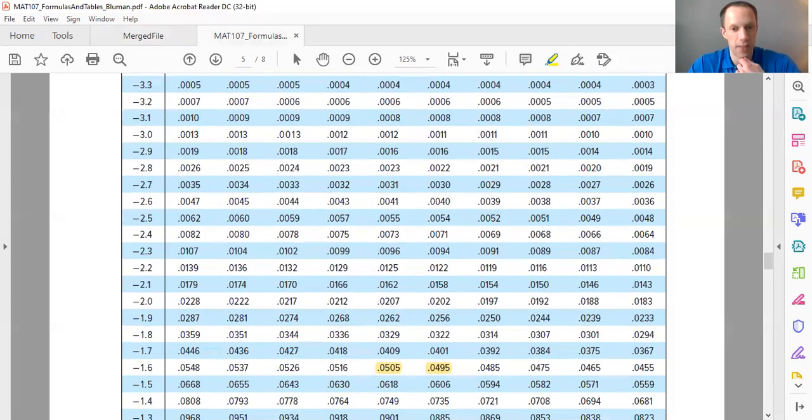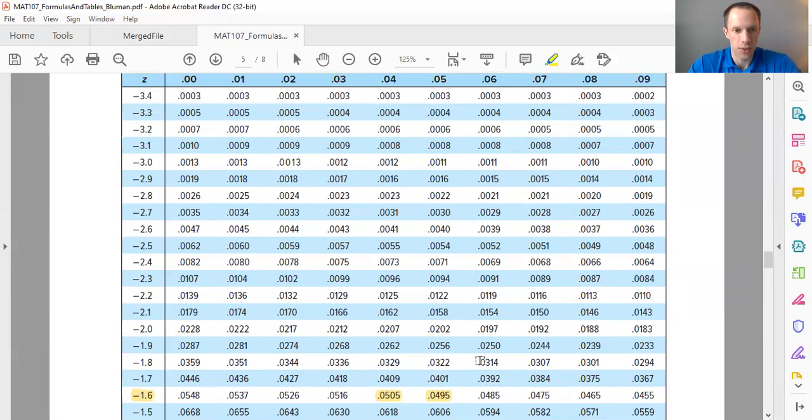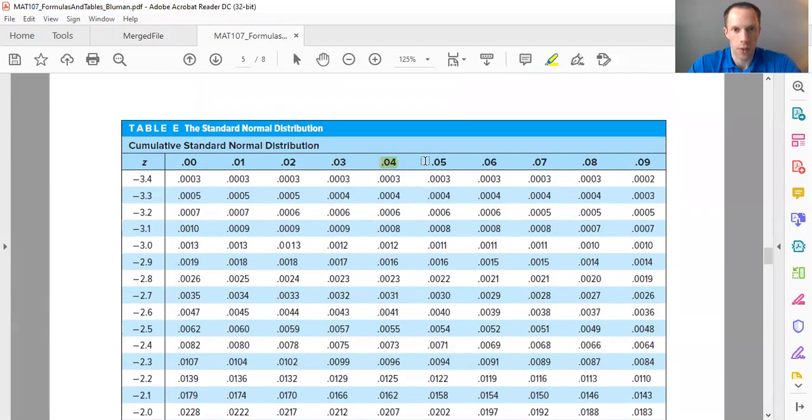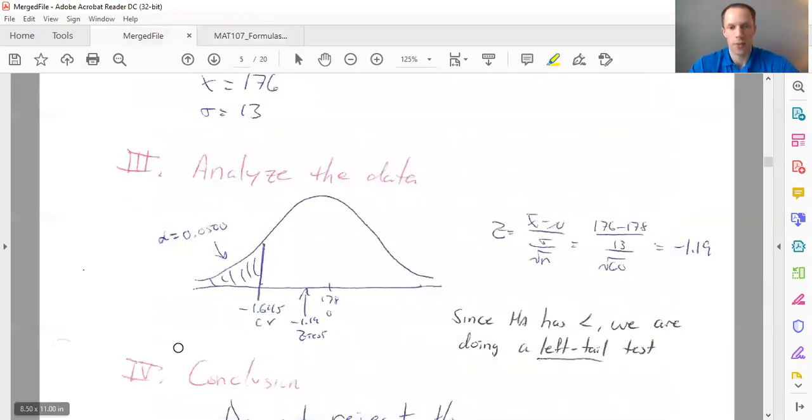In fact, it's halfway in between, which hopefully you remember from one of our previous videos means you average your two z-scores in this case. Those two z-scores are negative 1.64 and negative 1.65. So if I add those two up and divide by 2, I get negative 1.645, which if you wanted to round to negative 1.65, that would be fine. So my shaded area here is to the left of negative 1.645 in a standard normal distribution.